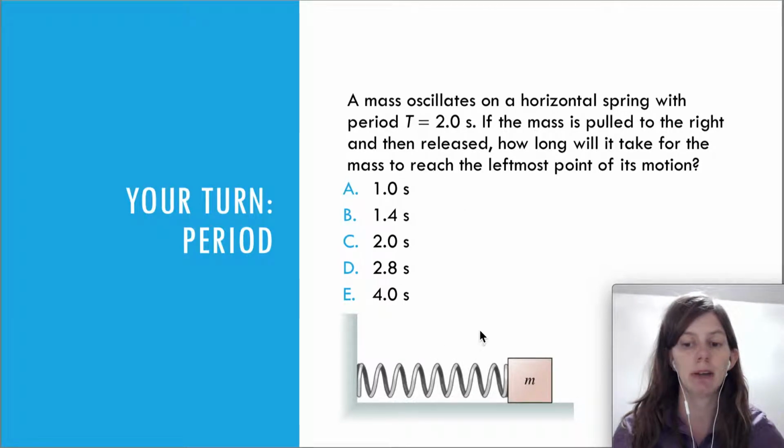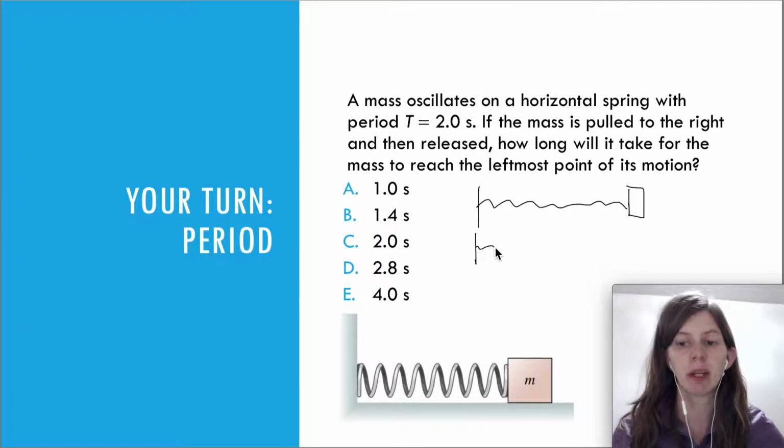So you've got to visualize the motion here. If this mass is pulled to the right and then it oscillates, it's going to go back to its equilibrium position. It's starting from the rightmost point here. It's going to go to the left through the equilibrium, and it's going to keep going until it compresses the spring as much as possible. Once it has reached this point, which is the leftmost point of its motion, then it's going to go back to the right. So we're asked in this question, how long does it take to go from the rightmost point all the way to the leftmost point?